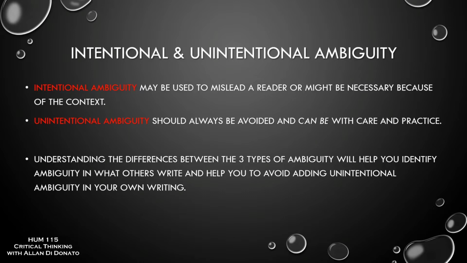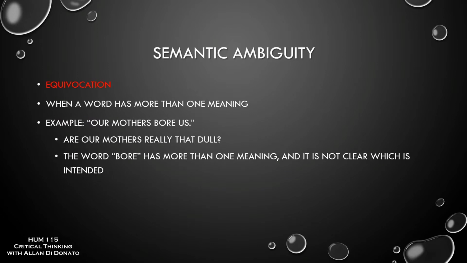So understanding the difference between the 3 types of ambiguity can help you identify ambiguity in what others are writing, help you avoid adding unintentional ambiguity in your own work, and that's really important too. So you want to be able to distinguish it on both sides, as a speaker and as an audience. So first, semantic ambiguity. We also call this equivocation.